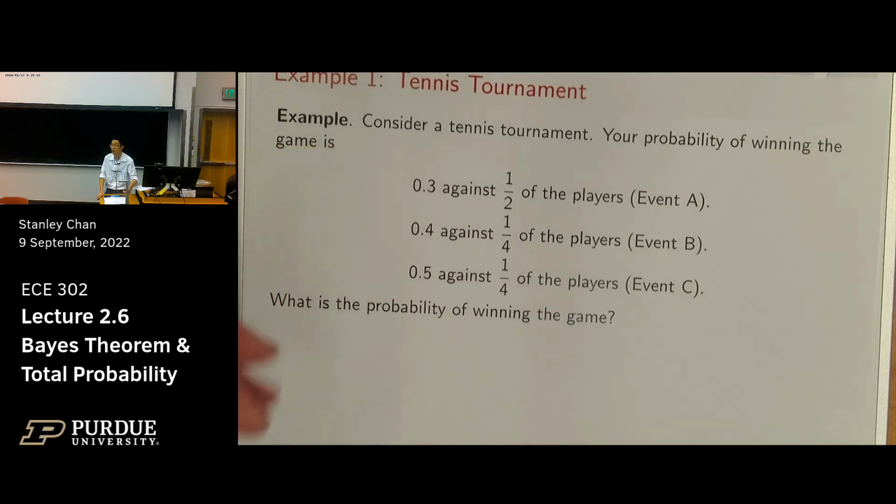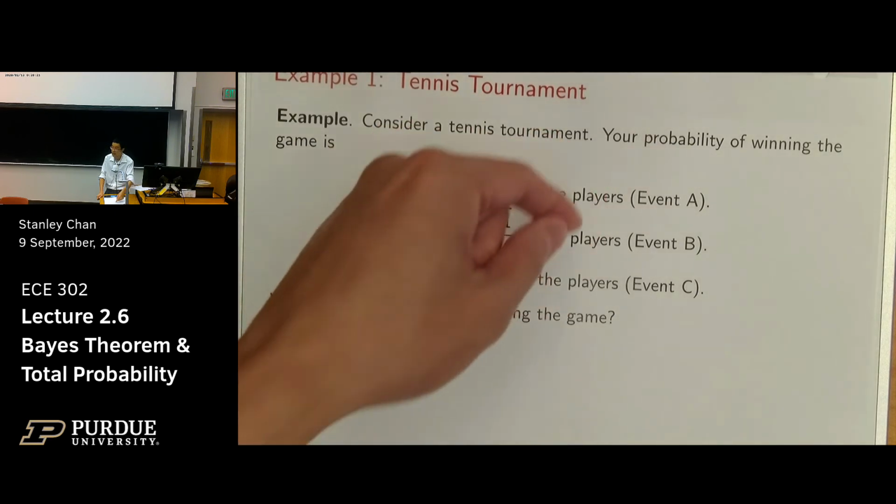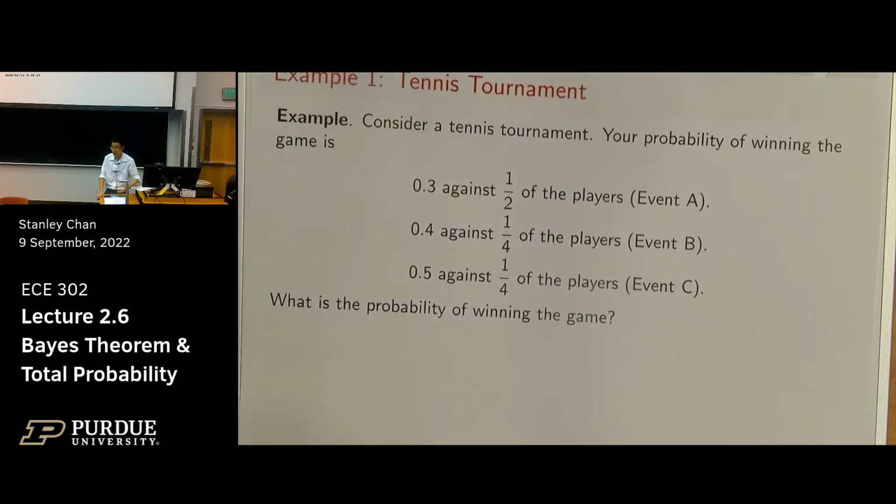Who knows which player you're going to play with. There's a random probability of getting player A or B or C, but what is the probability of actually winning the game? That's your assignment over this weekend. Try to think about that, and then we'll come back and discuss it. Okay?